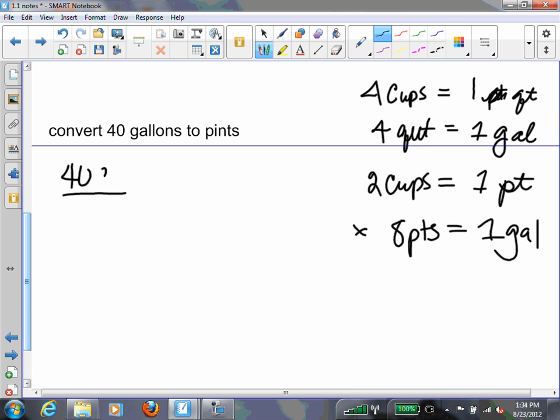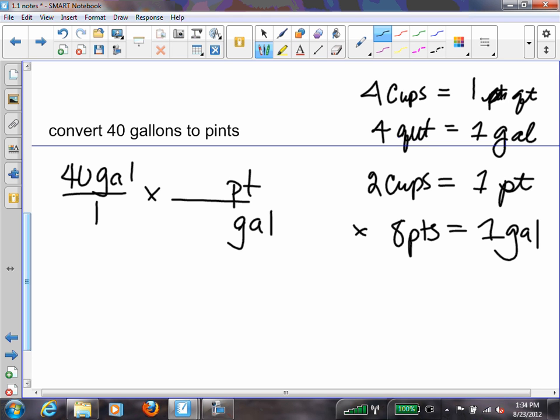Okay, so what gets put over 1? Because that's what I'm converting. 40 gallons over 1 times. Let's set up my unit. What unit goes in the numerator? What unit goes in the denominator? And where is my 8 going? Because it's 8 pints, right? So does that go in the top or the bottom? 8 has to be attached to the word pints. So where does the 8 go? Top.